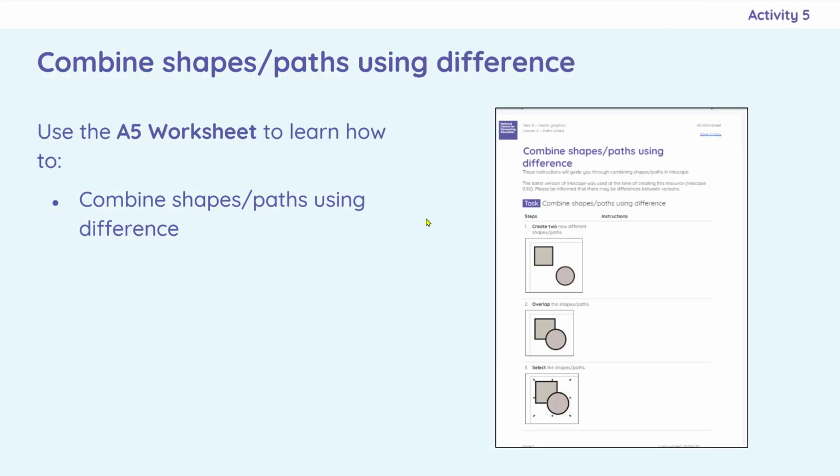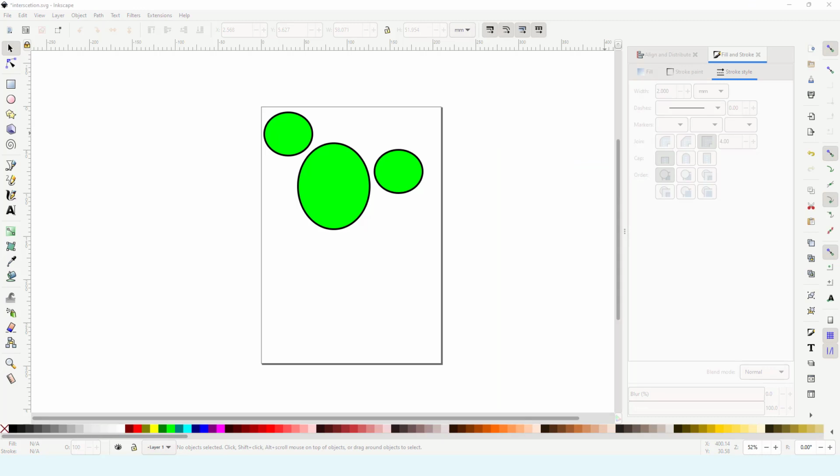So we're going to have a look at how we combine shapes and paths again, but this time combining them using the difference tool. In essence, I think of this as being a little bit like a cake cutter, where you've got two shapes and one of them is going to cut a piece out of the other one. It's the difference between the two, or subtraction. Let's just pop over to Inkscape and I'll show you what I mean again.